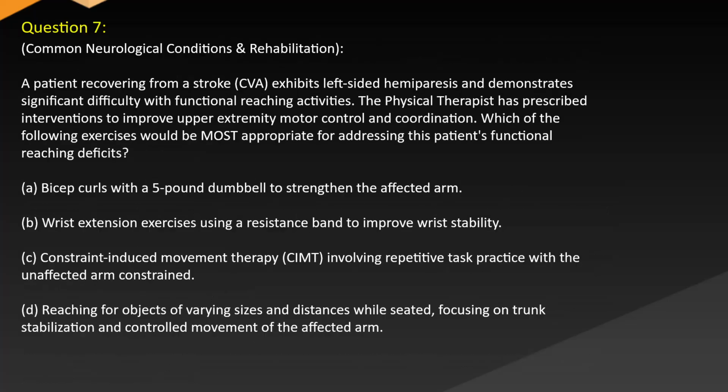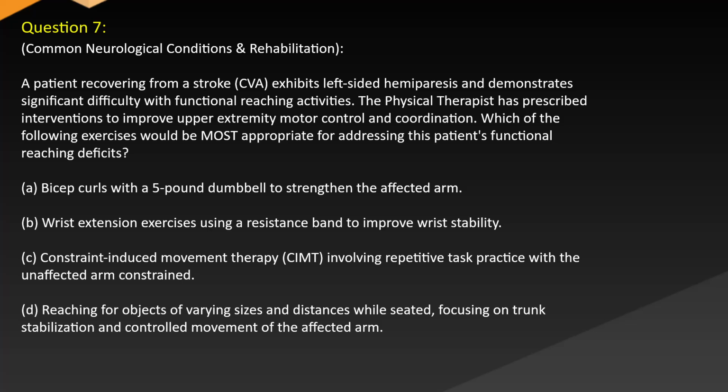Question 7. Common neurological conditions and rehabilitation. A patient recovering from a stroke, CVA, exhibits left-sided hemiparesis and demonstrates significant difficulty with functional reaching activities. The physical therapist has prescribed interventions to improve upper extremity motor control and coordination. Which of the following exercises would be most appropriate for addressing this patient's functional reaching deficits?